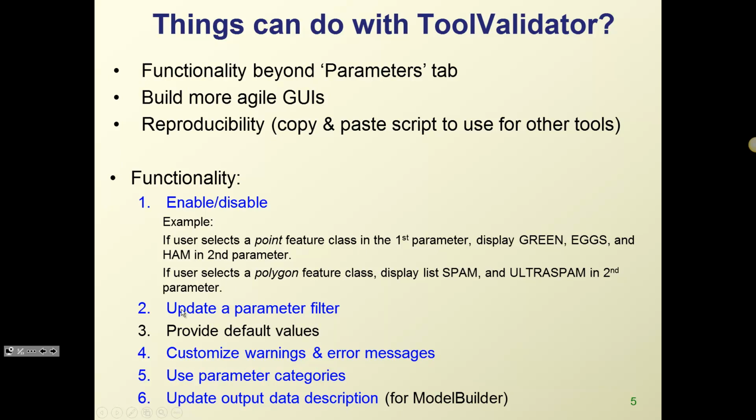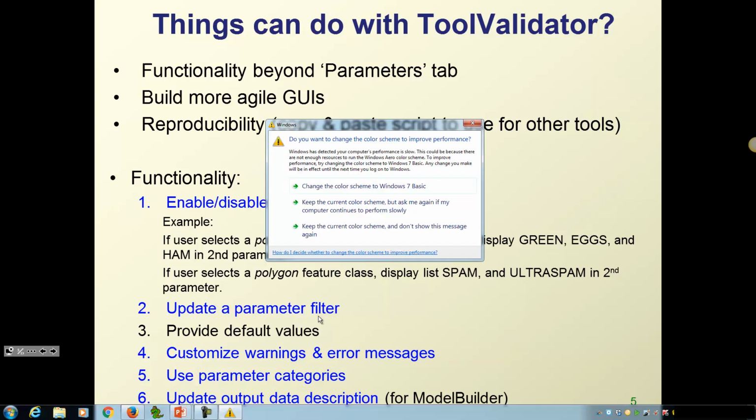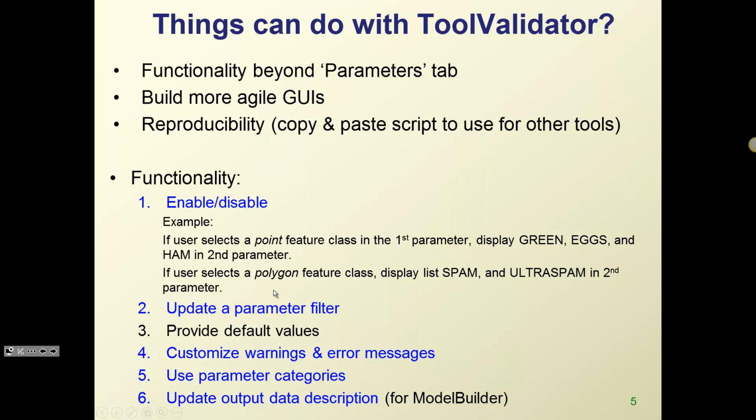You can update a parameter filter. You can do things like get the file that the person has selected, list field names and get those field names, get some information from those field names and update another so that the user can pick from something in the list.